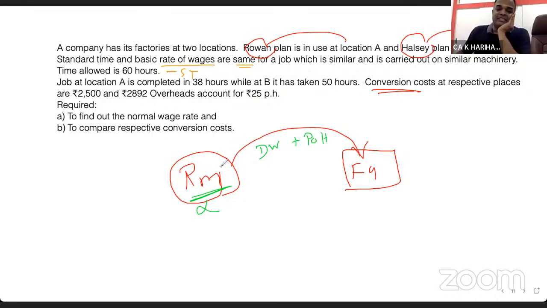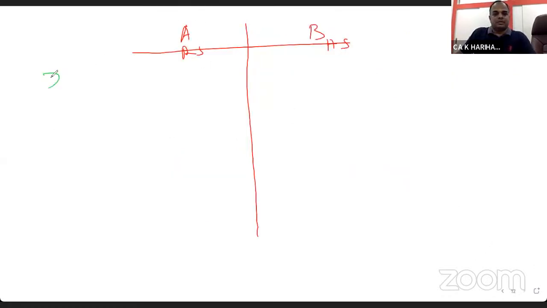Why? The definition itself says converting raw material into finished goods, so raw material cost is already there. Other than raw material cost is called conversion cost. Lavanya, clear? A beautiful definition, from which you can write the theory and the practical problem. If you don't know the theory, it's difficult to understand the question itself. That's the reason they gave conversion cost. So direct wages plus production overhead is equal to conversion cost.